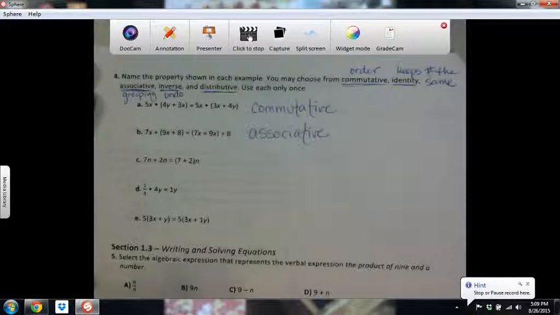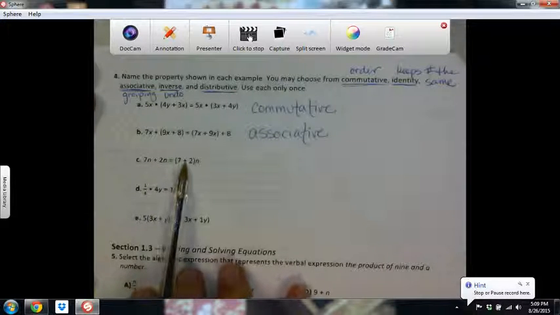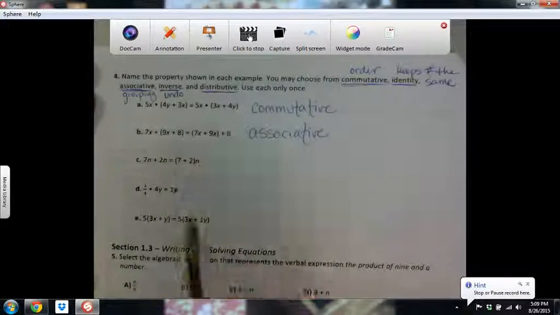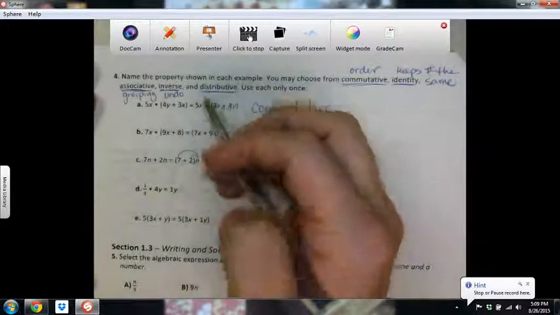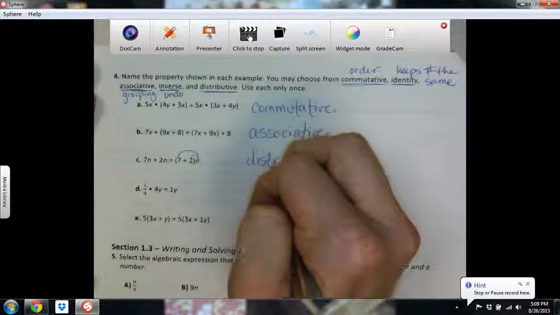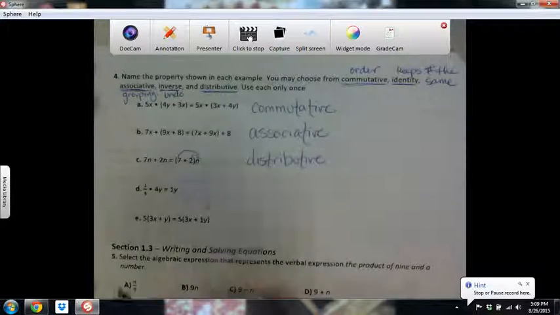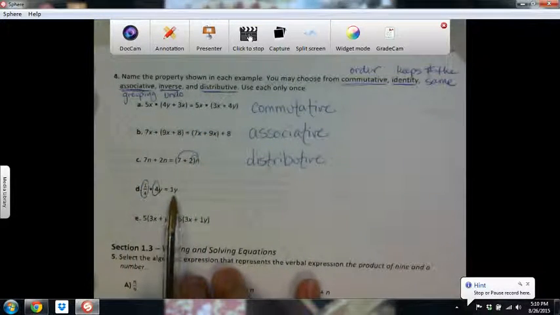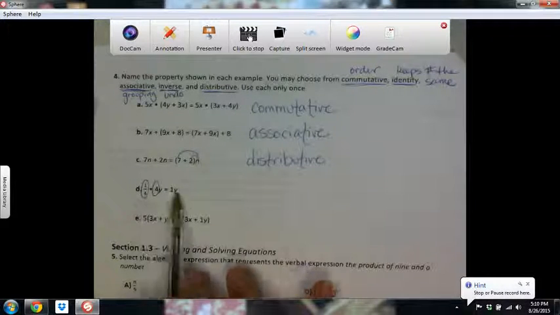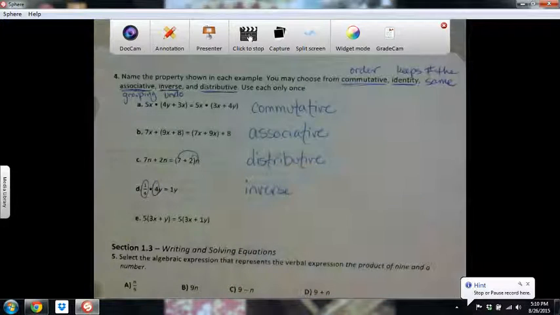For letter C, I go from 7n plus 2 to 7 plus 2 times n. So if I think of it working backwards, I'm distributing that n, so that's the distributive property. For letter D, I noticed that they took 2 things and multiplied them together and essentially caused them to go away because I wouldn't need to write the 1. So this was an inverse operation. Multiplying by the reciprocal undoes multiplying.